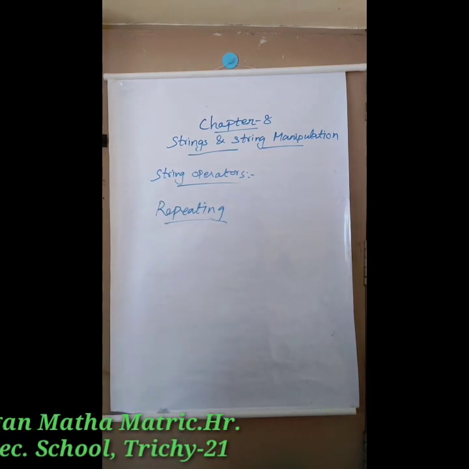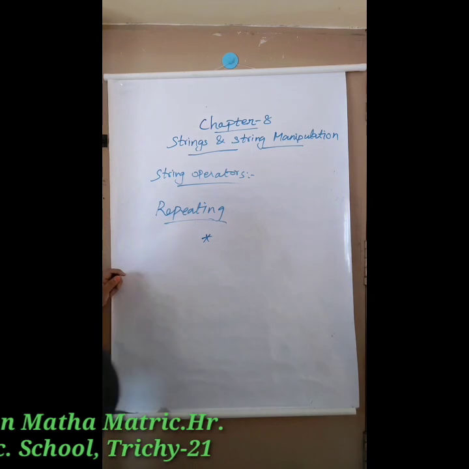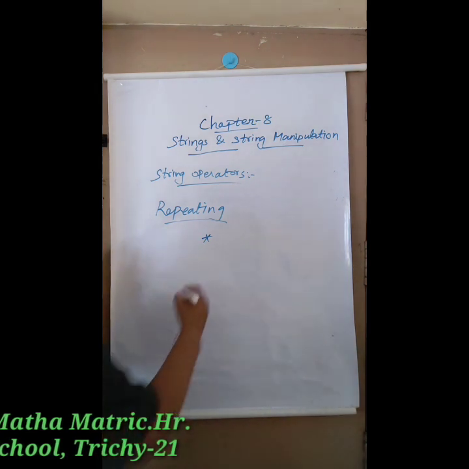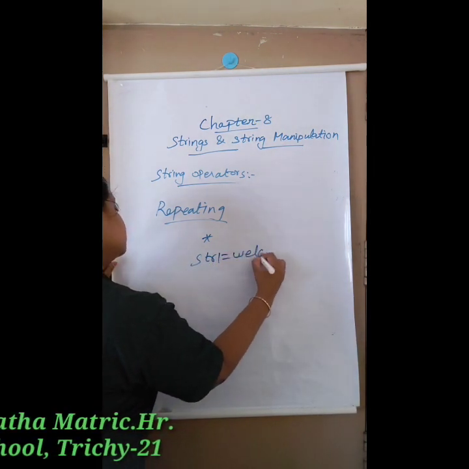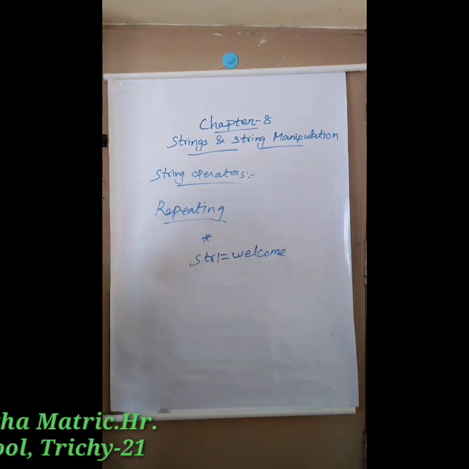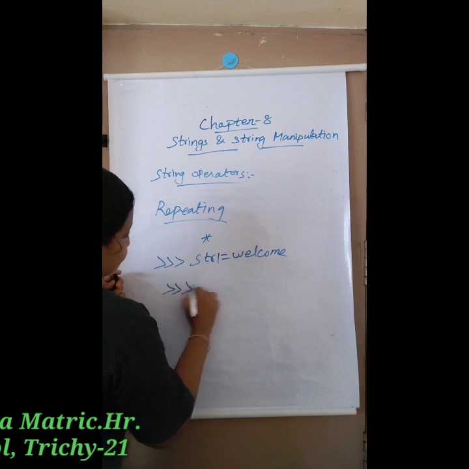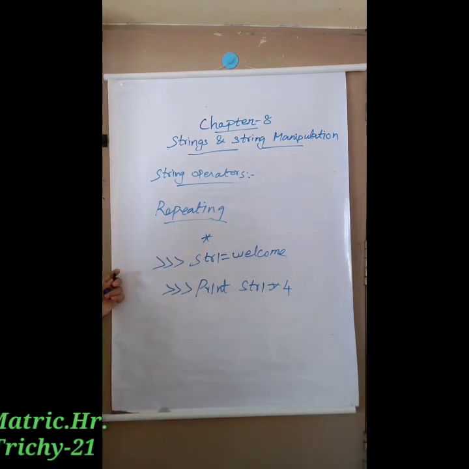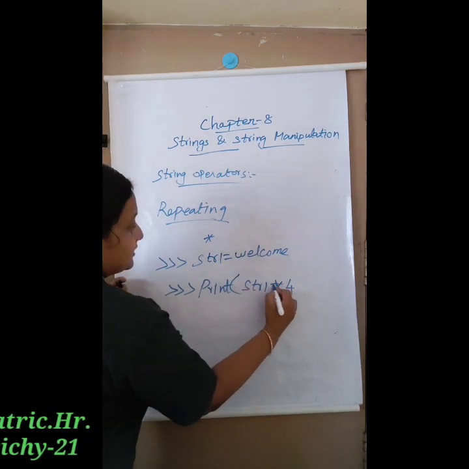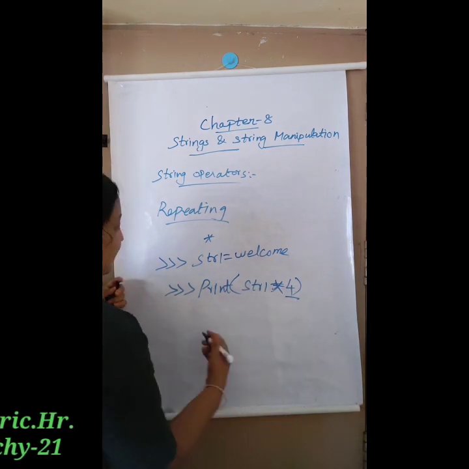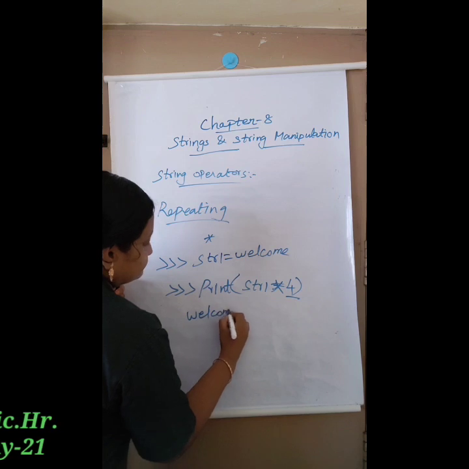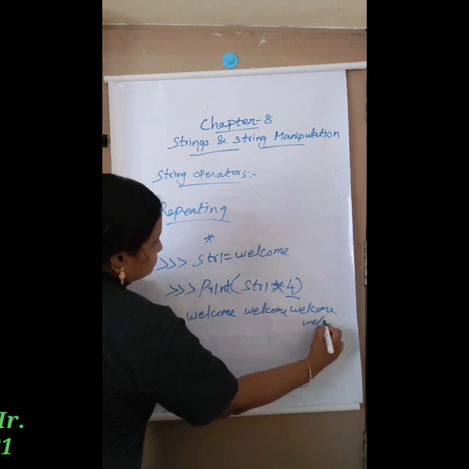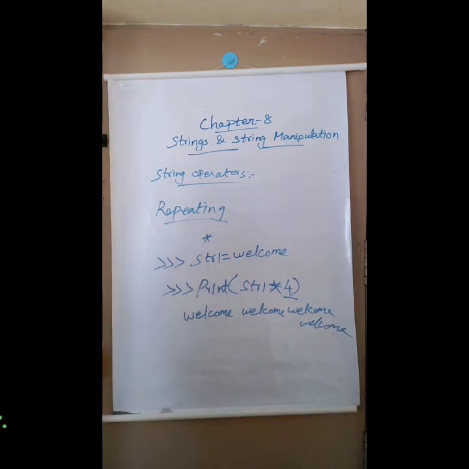The next one is repeating, using the multiplication operator. The multiplication operator is used to display a string multiple times. For example, string 1 equals welcome, then print string 1 times 4. We are going to print the same string 4 times, repeating the action. So the output is welcome, welcome, welcome, welcome. It repeats the string value.